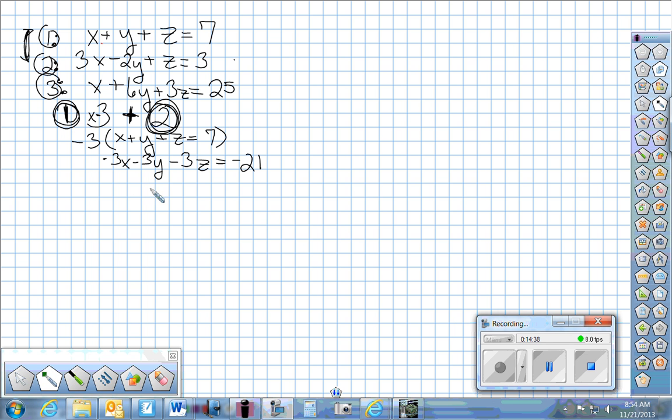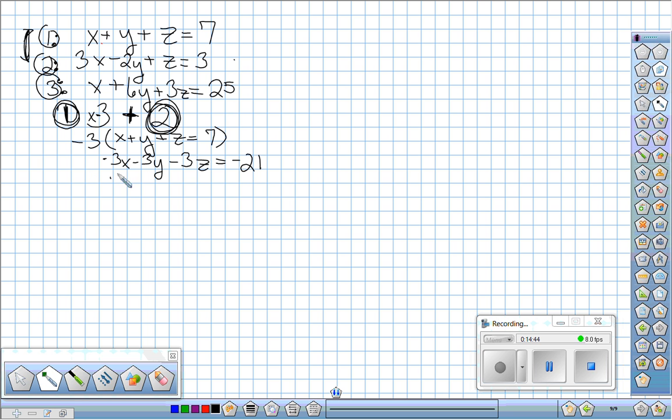Okay, and then I'm going to add that equation to number 2. So equation 2 is 3x minus 2y plus z equals 3. Then I'm going to add things straight up and down. The 3x's, the negative and the positive ones, add to 0. Then I have negative 5y, making sure I'm paying attention to my sign so I don't mess up again. And then I have a negative 3z and a positive z, and that will add to negative 2z, and that will equal negative 18.